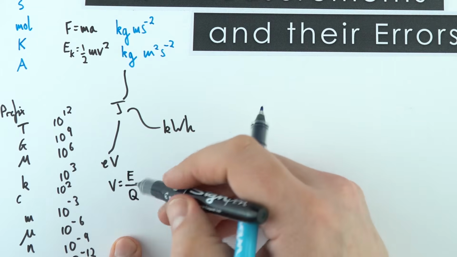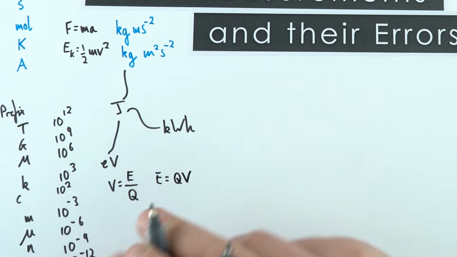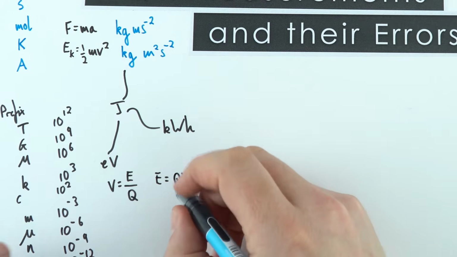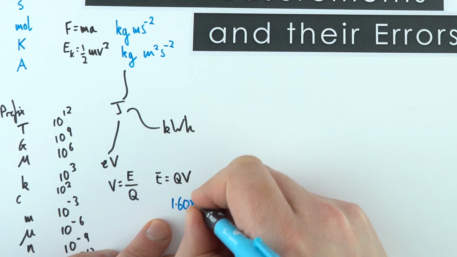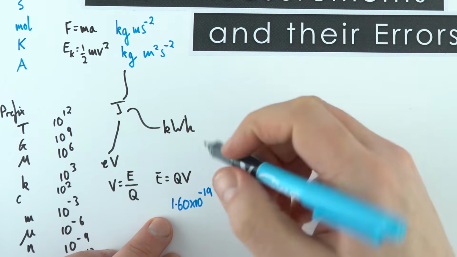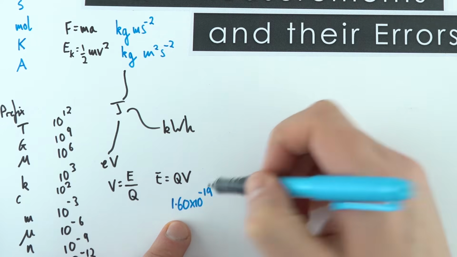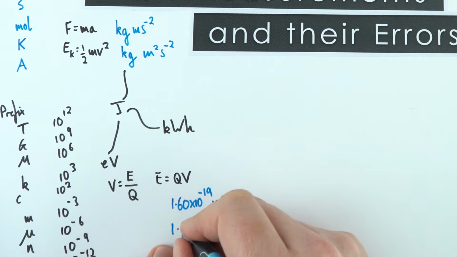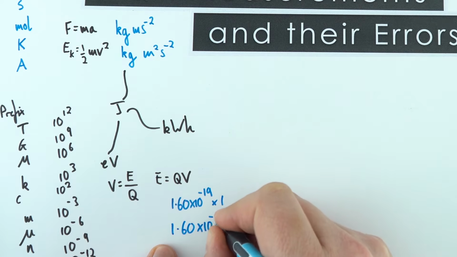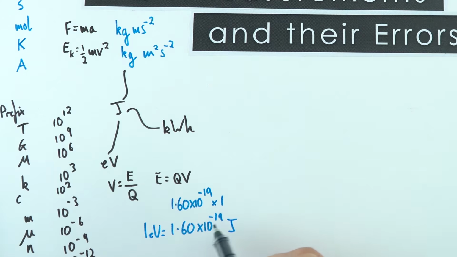So if I just take this equation here, we can say that energy is equal to QV. And if we're thinking about an electron, well, the charge on an electron is the elementary charge, which is 1.60 times 10 to the minus 19 coulombs. Now, if it's an electron, it's actually a negative value, but we're just thinking about the size of that, which is 1.6 times 10 to the minus 19. And if we multiply this charge by 1 volt, then this gives us an energy equal to 1.60 times 10 to the minus 19 joules. So 1 electron volt is 1.60 times 10 to the minus 19 joules. So a really, really small amount.